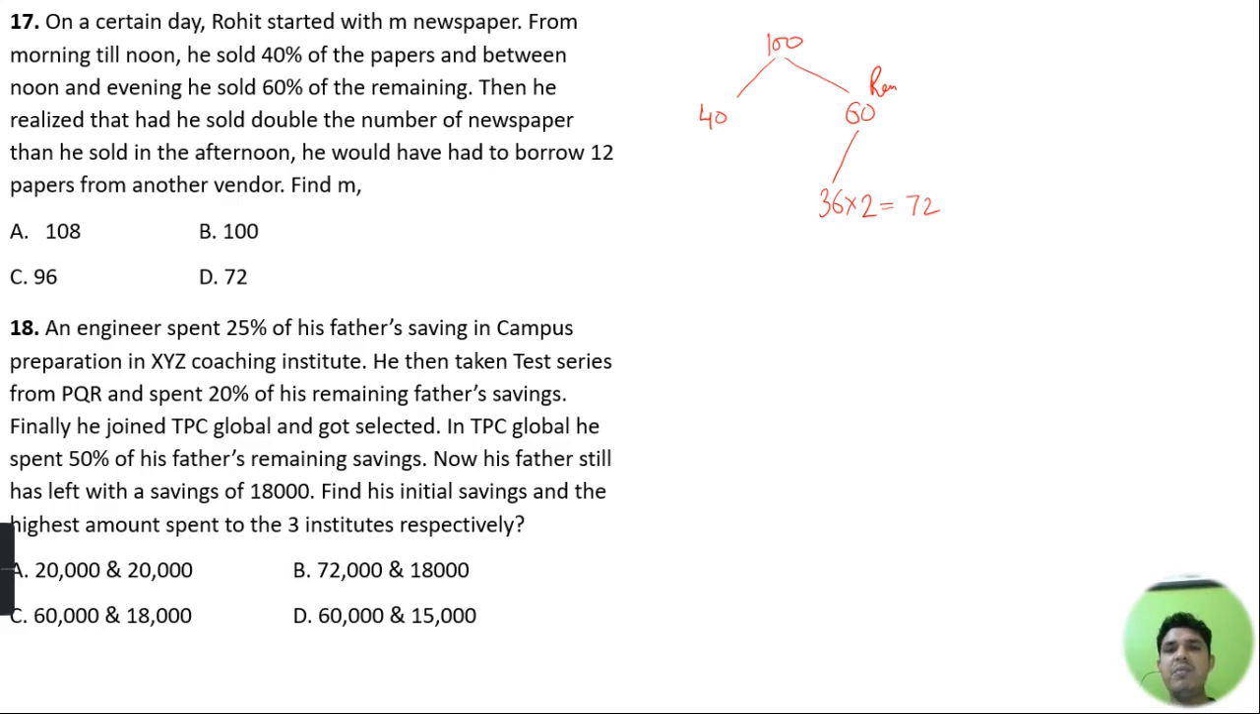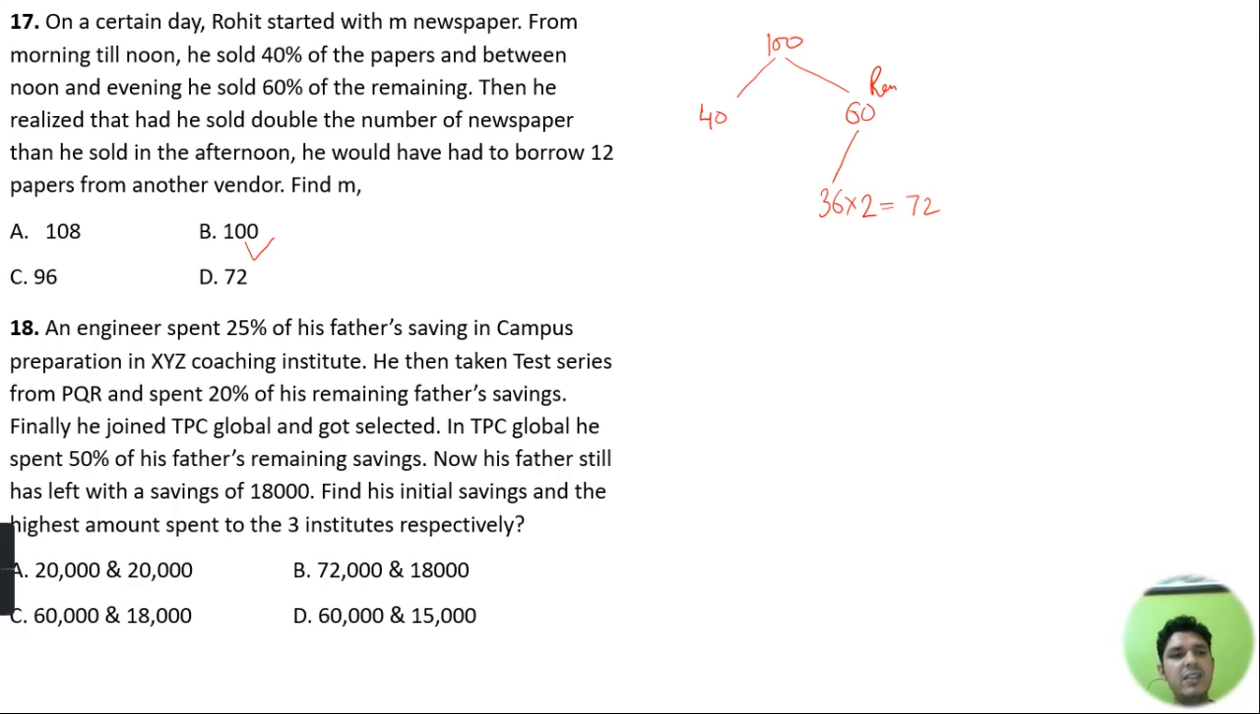Find the value of m. That means if I have assumed the value of m as 100 and my condition is correct, so I can write option B as the right option, right? Okay, next question, number 18.